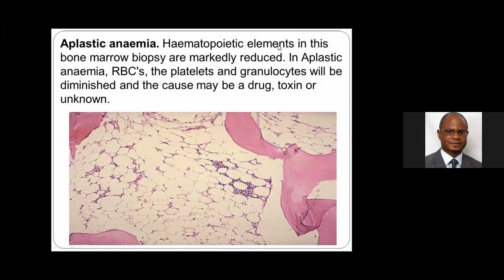Okay, so in aplastic anemia, RBCs and platelets and granulocytes will be diminished, and the cause may be a drug or unknown cause. So there's different ways of diagnosing or establishing the presence of anemia, including bone marrow biopsy, as we can see here.